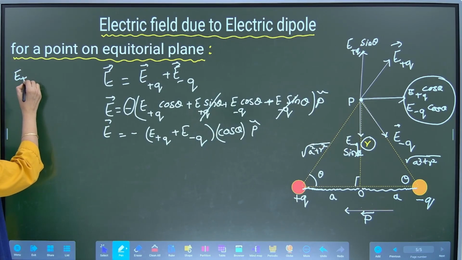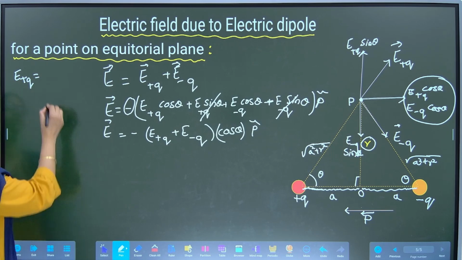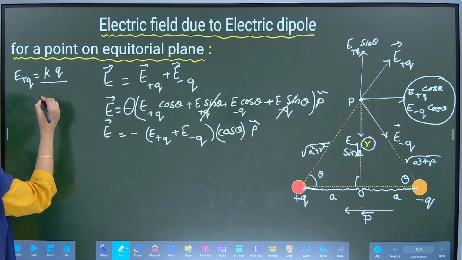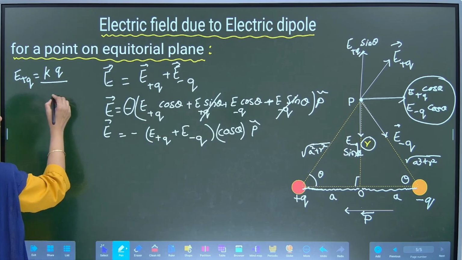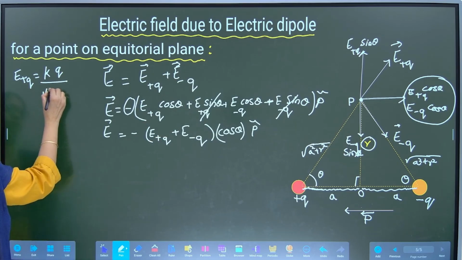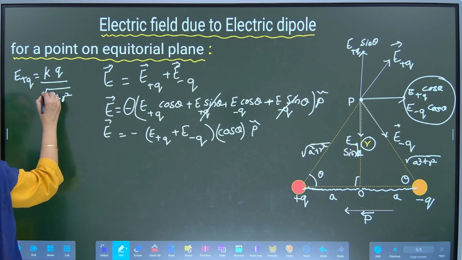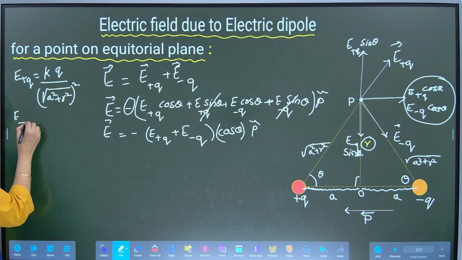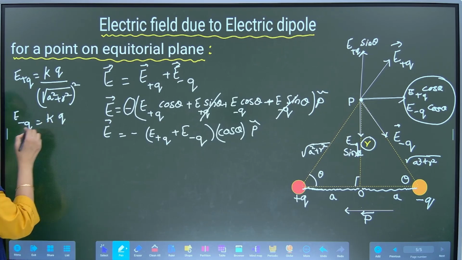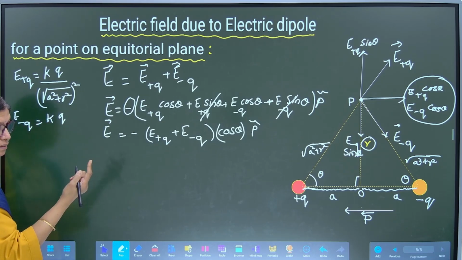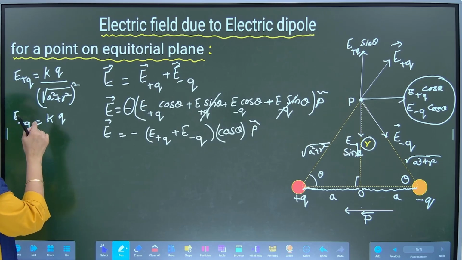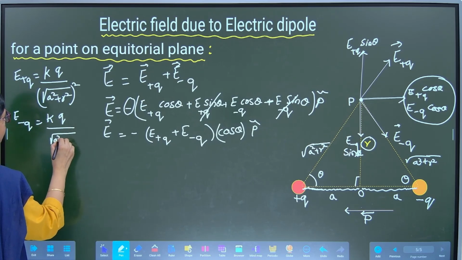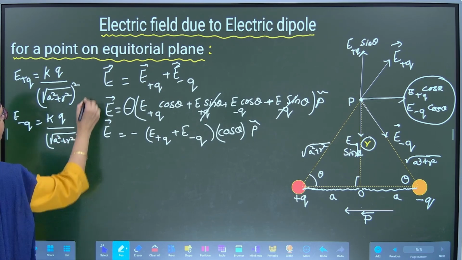That is, E plus Q is equal to, what is our formula? K Q upon distance square. What is the distance between the charge and the point? Root of A square plus R square, whole square. Fine. E negative Q, again K Q; though the charge is negative, I have already considered the direction, so again negative I shouldn't put here. Only the magnitude part. Okay. Root of A square plus R square, the whole square.